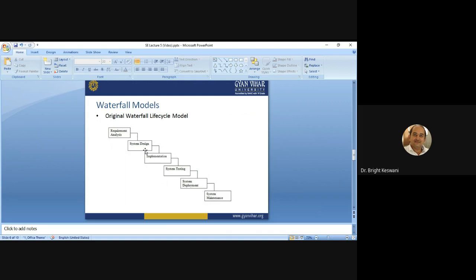So there is no overlap of each phase. That is, design cannot begin until analysis is completed. Okay, so whenever analysis is completed, the design activity begins. But without the completion of the analysis activity, you cannot start the design activity. This is the basic idea behind the waterfall life cycle model. And the entire scope of the project is addressed at each phase.